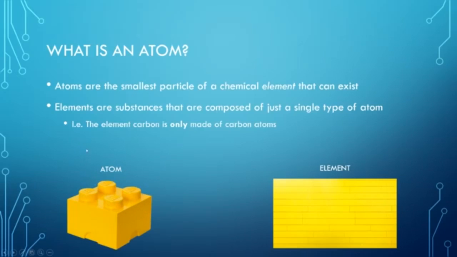If you had, of course, different types of atoms, you could have green blocks, you could have blue blocks, and if you make a blue wall from just blue blocks, then that would be a different element from this one. Okay, so that's fairly simple. So the element carbon, for example, is only made of carbon atoms, and the element oxygen would only be made of oxygen atoms, and so forth. You do get the gist.